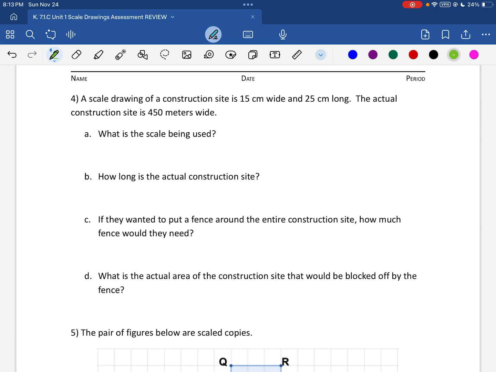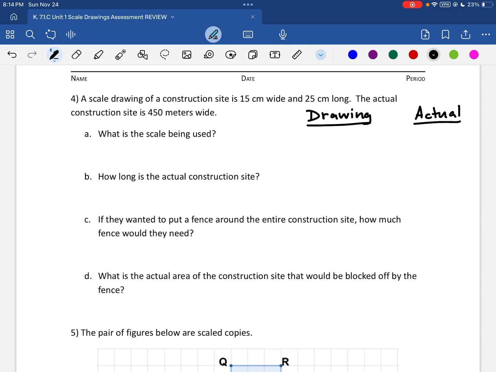Number 4, a scale drawing of a construction site is 15 centimeters wide and 25 centimeters long. The actual construction site is 450 meters wide. What is the scale being used is the first question that's being asked. Now, this is similar to our swimming pool problem, but the way that it's different, instead of the scale being given, I'm given measurements from the drawing and measurements from the actual, and I need to use that to figure out what the scale is. So I'm still going to start it in the same way as before, where I list the drawing and I list the actual. I'm still going to have my 2 columns.